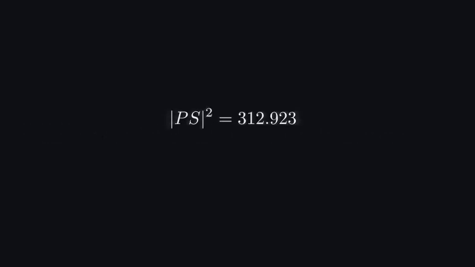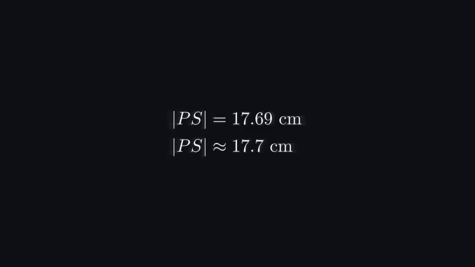Length of PS squared equals 312.923. Length of PS equals the square root of 312.923. Length of PS equals 17.69 centimeters. Length of PS, 17.7 centimeters.